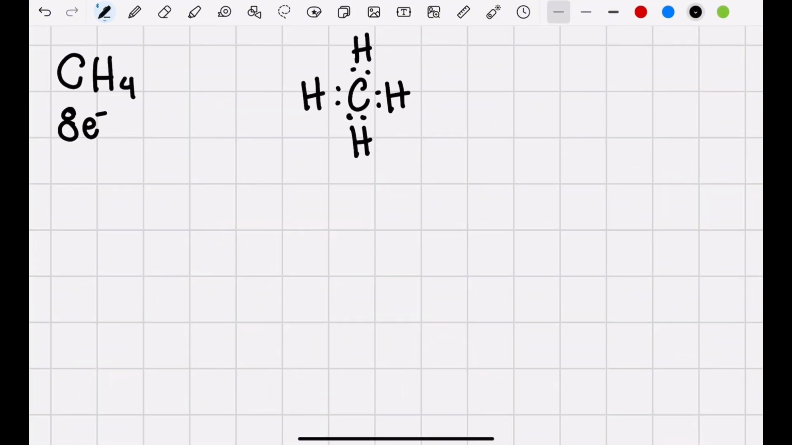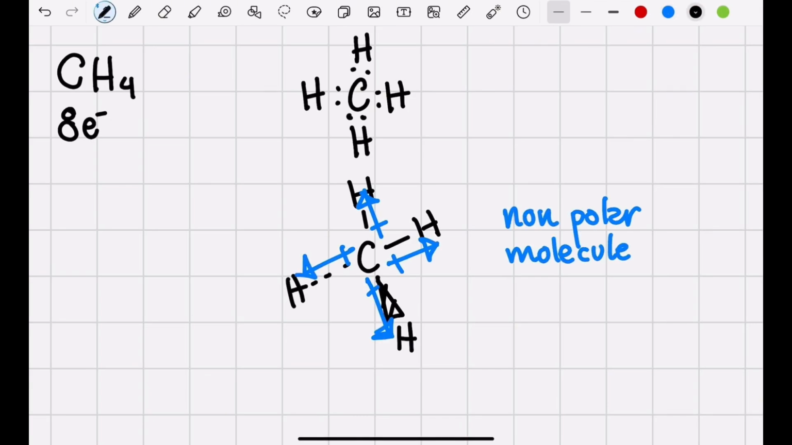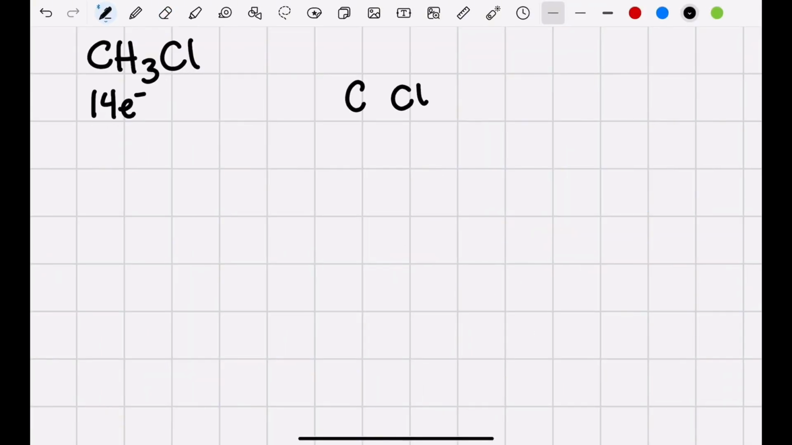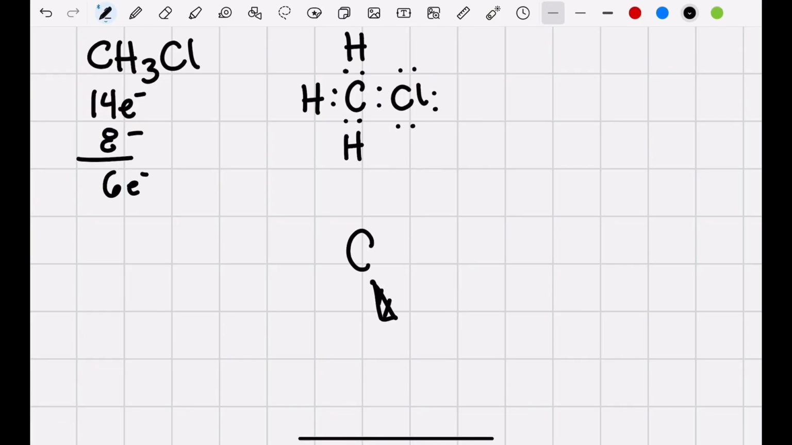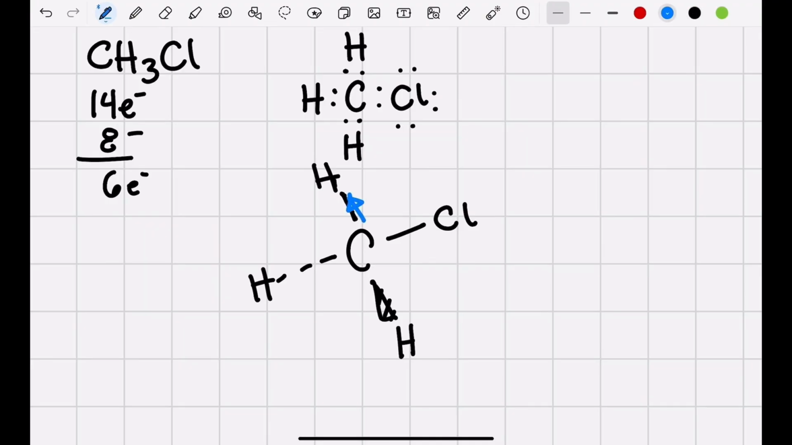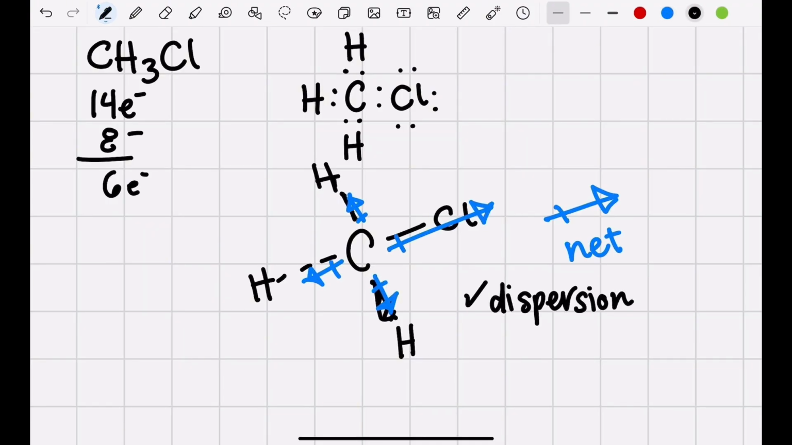For methane, we just arrange the hydrogens around the carbon, and we get a tetrahedral molecular geometry, which is nonpolar and only has dispersion forces. Now for methyl chloride, we will arrange them around the carbon, and we're going to have a tetrahedral molecular structure, which is going to be polar towards the chlorine, and we have dispersion forces, dipole-dipole, and also a hydrogen bond within the carbon.